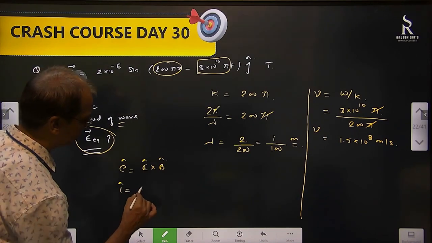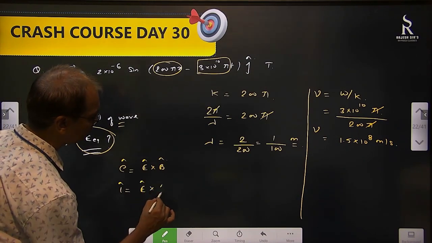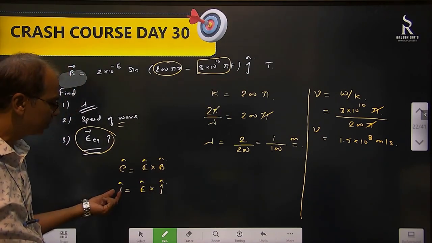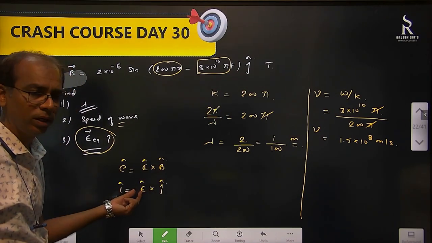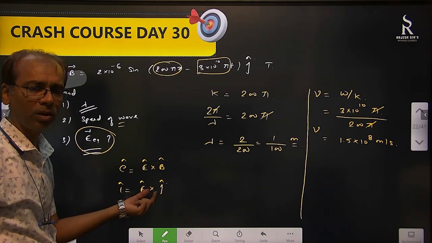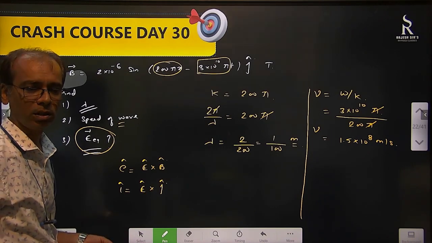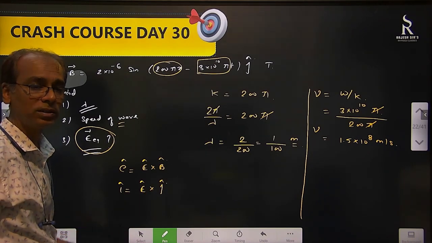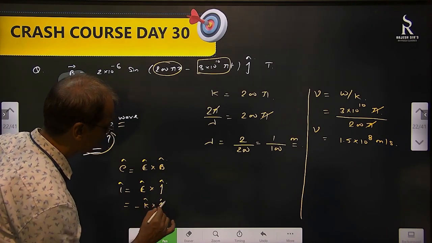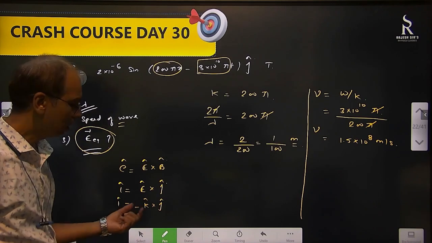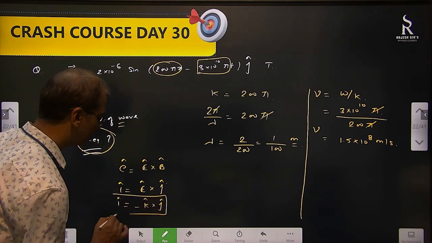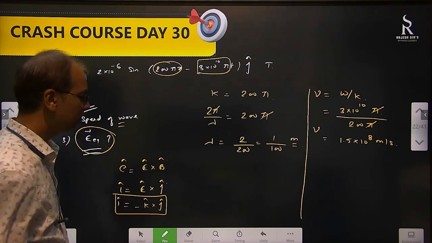E I have to find, I don't know. But B is along j. So how can this be? I can keep only k because these two are perpendicular to each other. If I am keeping k over here, k cross j is minus i actually. So what should E be? Minus k. Now it's perfect. So our electric field is in which direction? Minus k.